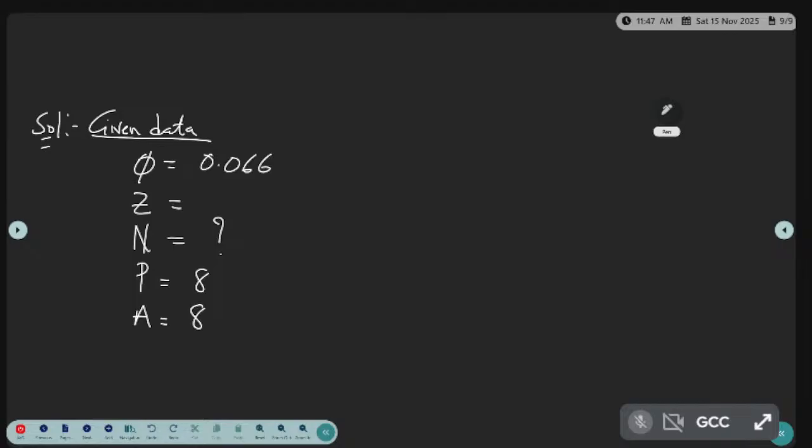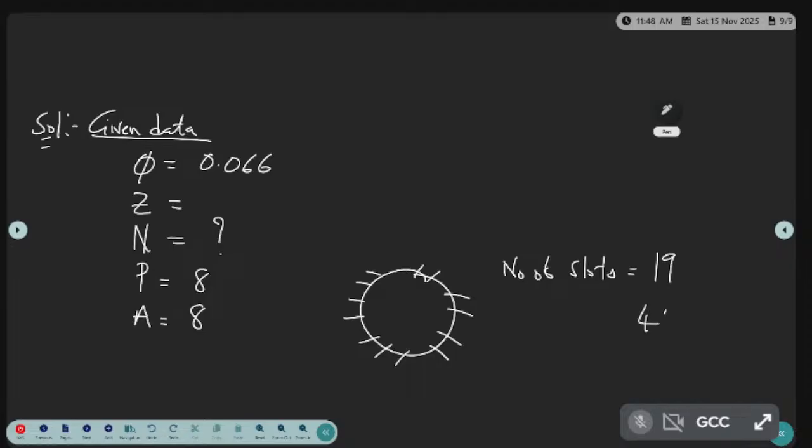So here, how can you find the Z value? Z value is not given actually. He has given how many slots there are. You know the slots of the rotor. How many slots are available? 19 slots are available. In each slot, how many conductors are available? 44. So you have to multiply.